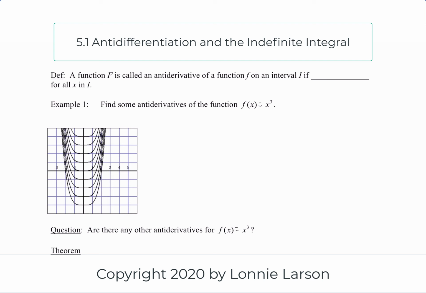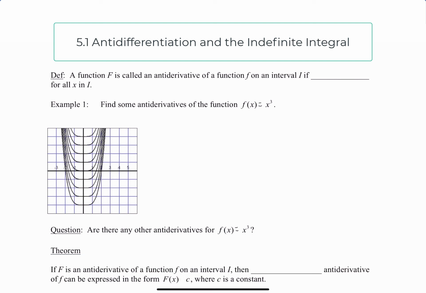In this section, we're going to start a big task or topic called finding antiderivatives. What does that mean? A function capital F is called an antiderivative of a function little f on an interval I if capital F prime of x equals little f of x for all x in I. For example, let's find some antiderivatives of the function f of x equals x cubed.